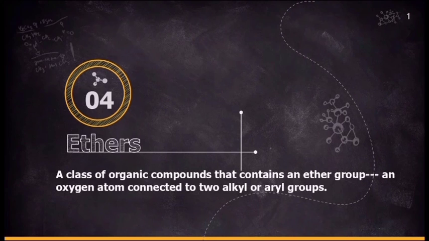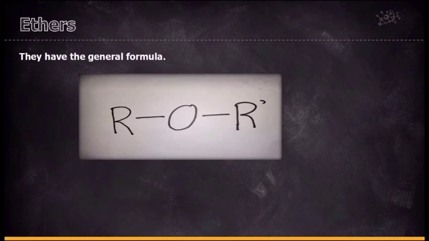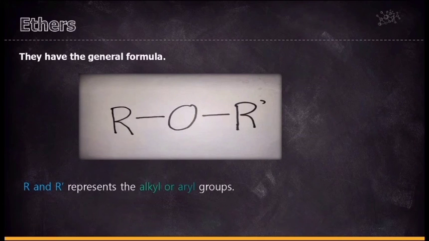Ethers. Ethers are a class of organic compounds that contain an ether group, an oxygen atom connected to two alkyl or aryl groups. They have the general formula ROR. R and R represent the alkyl or aryl groups.